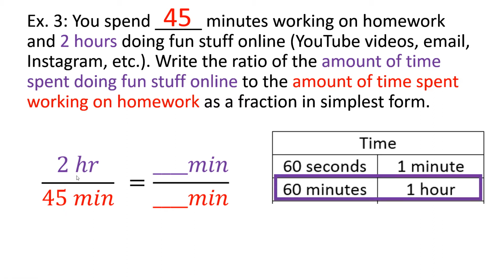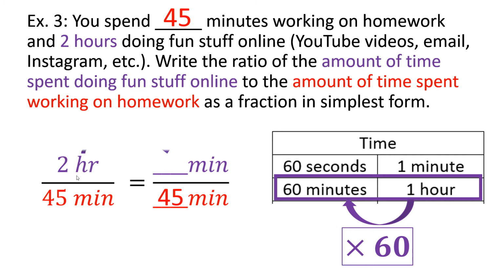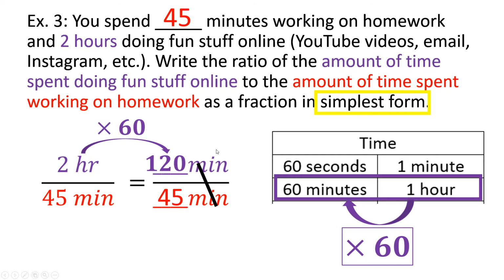So to convert the hours into minutes, there are 60 minutes in an hour, so we have to multiply by 60. 2 times 60 is 120 minutes. And then we need to have our final answer in simplest form. Our units cancel out because they're the same now. Since they're the same, they can cancel. Anything divided by itself is just 1 and simplified.